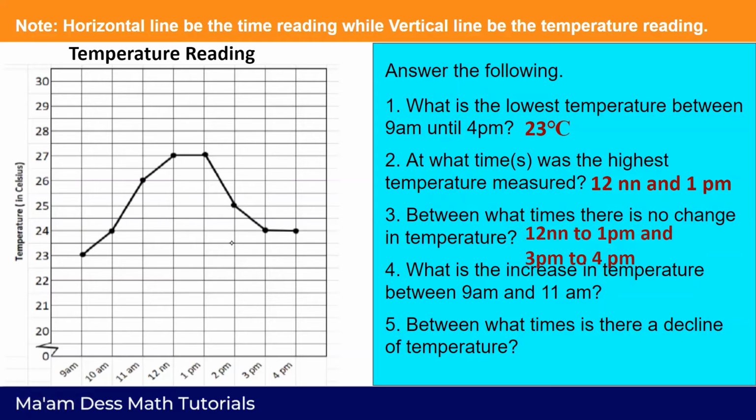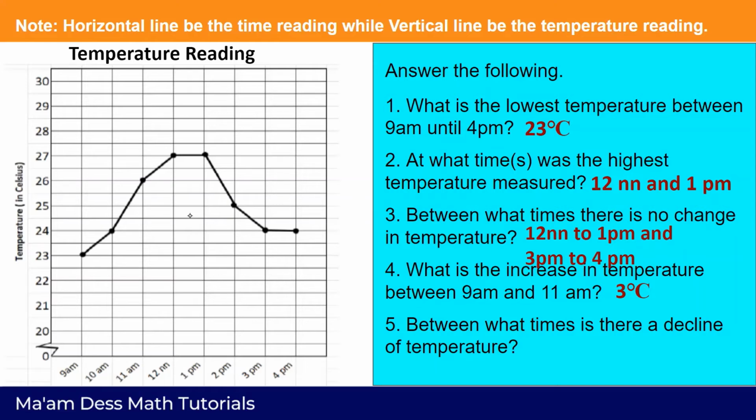Okay. Next, number 4. What is the increase in temperature between 9 a.m. and 11 a.m.? 9 a.m. and then 11 a.m. What is the increase? So 23 and then 24. And then we have 3 degrees Celsius. So again, 9 a.m. to 11 a.m. So ayan. So 9 a.m. to 10, we have 24. And then for 11 a.m., we have 26. So the increase is 3 degrees Celsius.